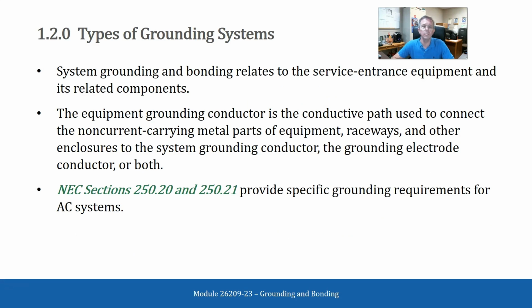Types of grounding systems. System grounding and bonding relates to the service entrance equipment and its related components. The equipment grounding conductor is the conductive path used to connect the non-current carrying metal parts of the equipment, raceways, and other enclosures to the system grounding conductor, the grounding electrode conductor, or both. NEC Sections 250.20 and 250.21 provide specific grounding requirements for AC systems.